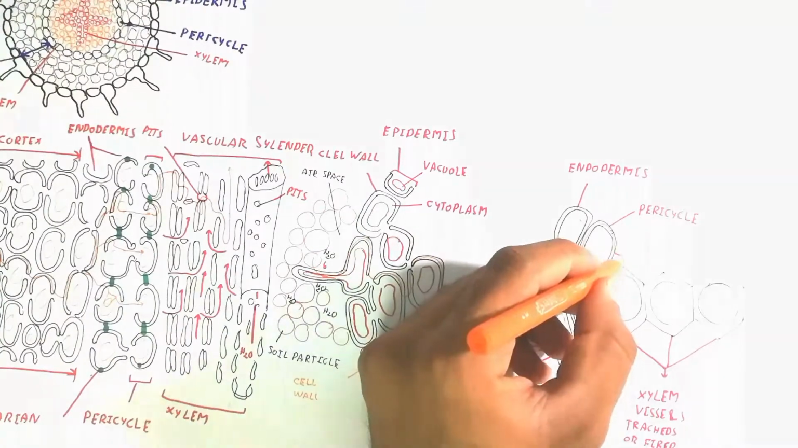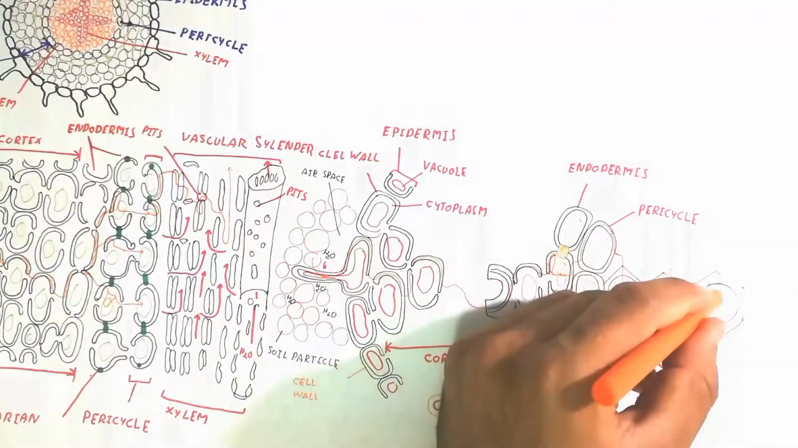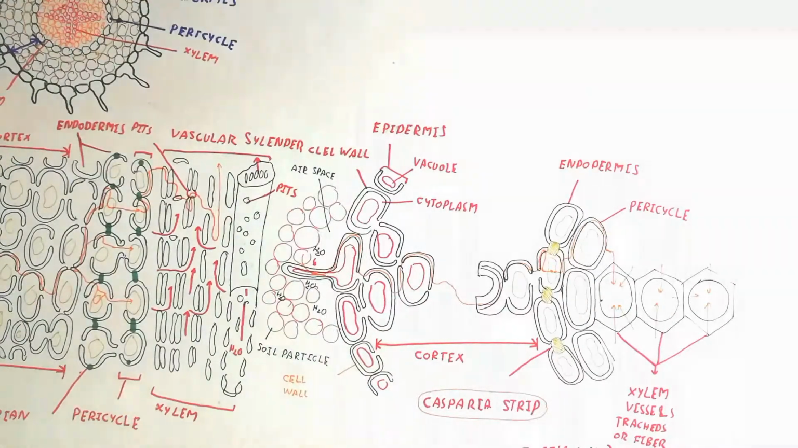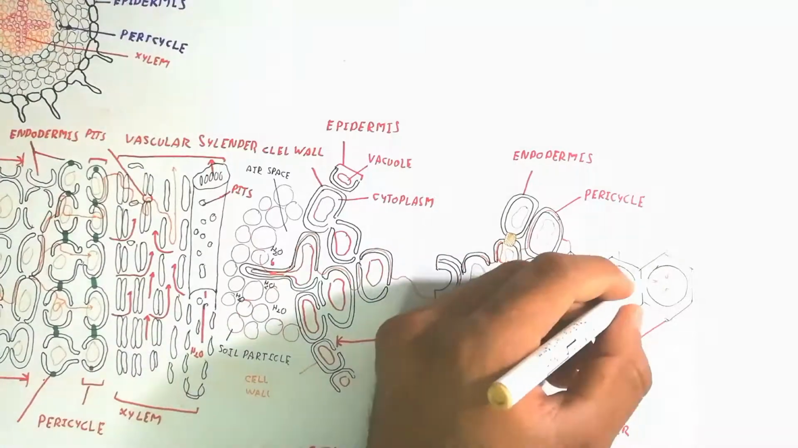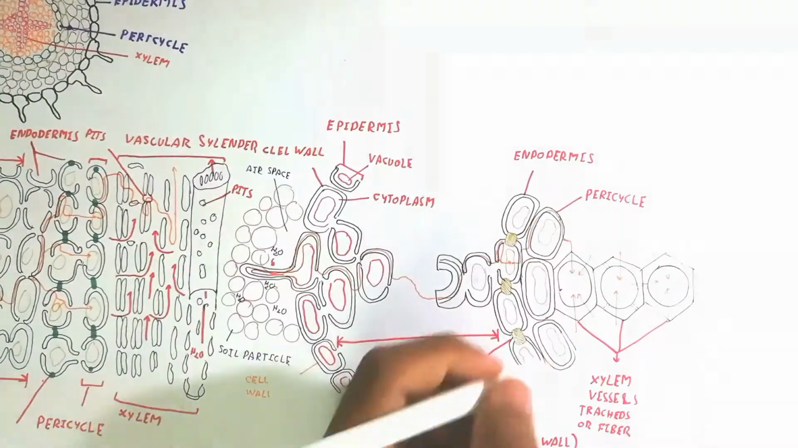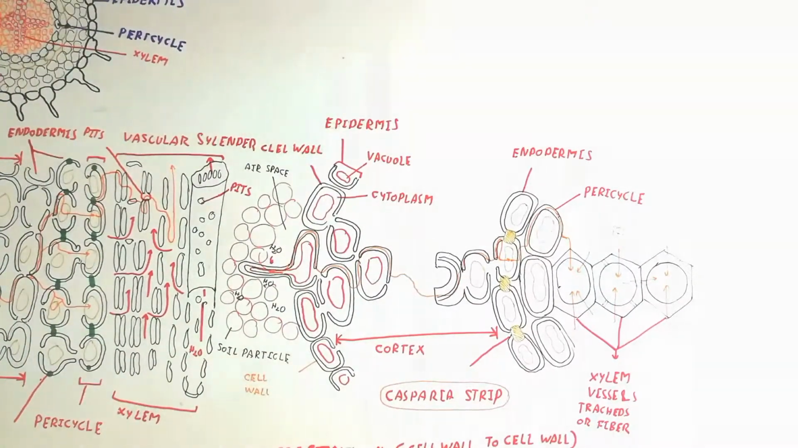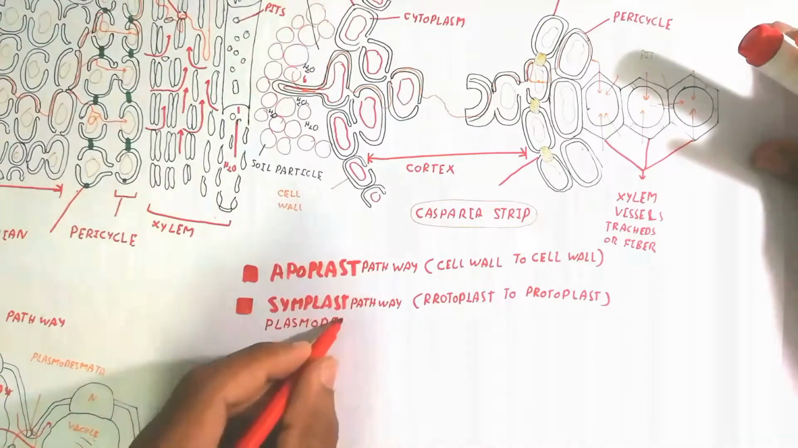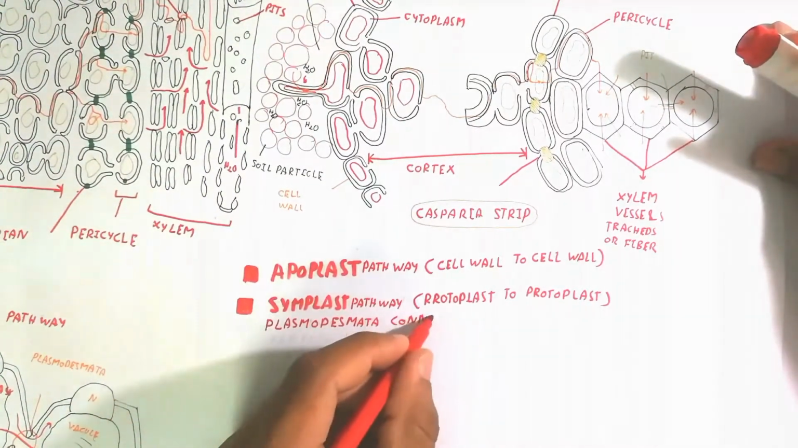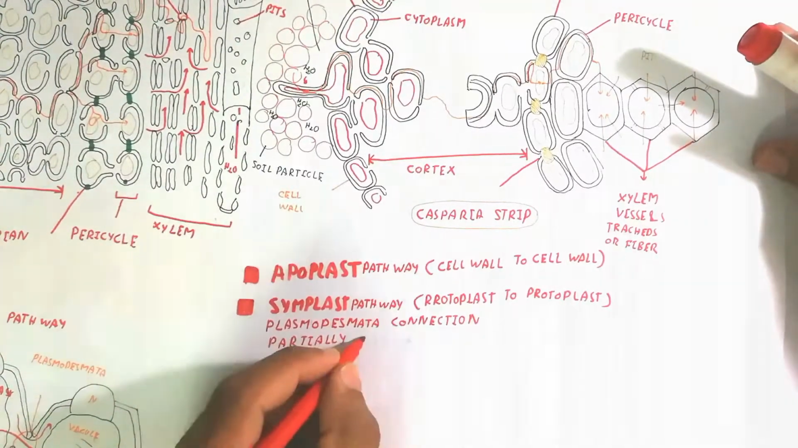So you make a concept about it. Here there's a cell, and again the Symplast pathway will occur, and again the apoplast pathway will occur into the xylem vessel, and then again the Symplast pathway will occur in the dead xylem vessel, a trachea or maybe a fiber. The protoplast to protoplast movement is known as the Symplast pathway. So remember it.